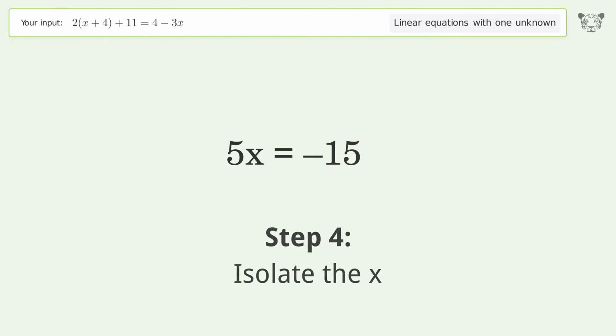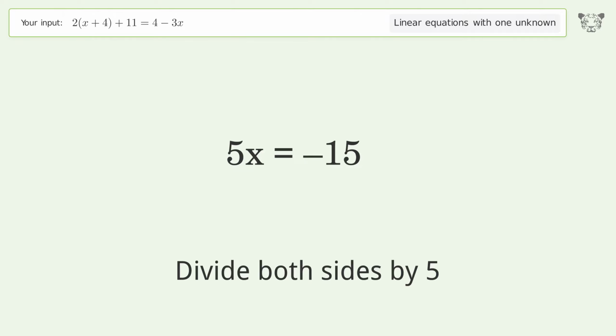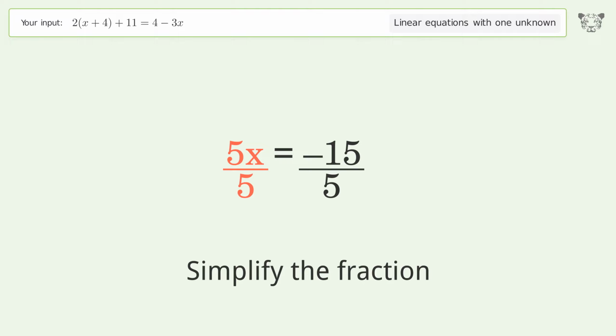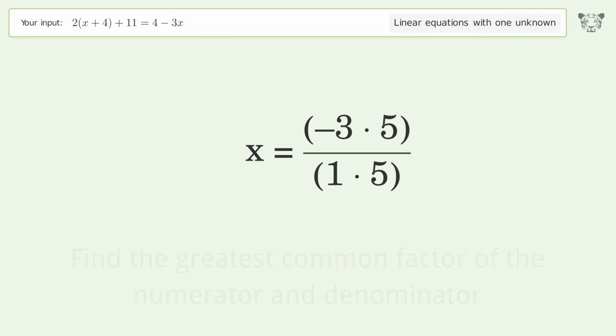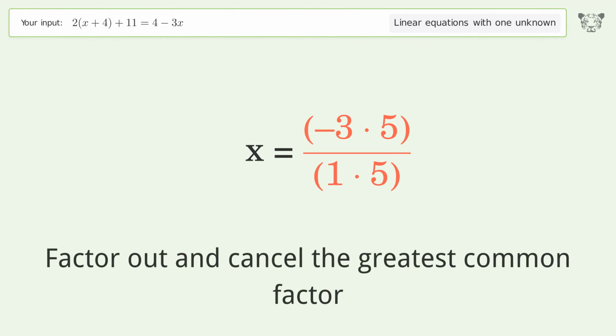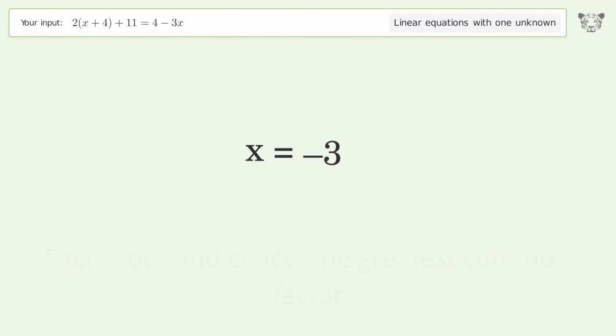Isolate the x. Divide both sides by 5. Simplify the fraction. Find the greatest common factor of the numerator and denominator. Factor out and cancel the greatest common factor. And so the final result is x equals -3.